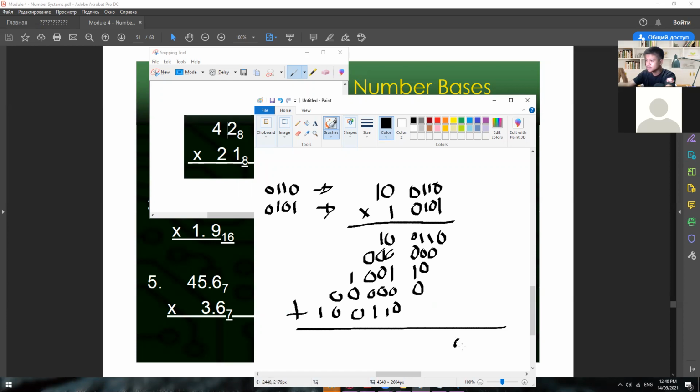Okay, so this one now is super easy. 0, 1, 1, 1, 1 right here. So 1 plus 1 is 10. Bring down 0. 1 plus 1 is 10. Carry 1. Bring down 0. 1 plus 1 is 10. Carry 1. Bring down 0. 1 plus 0 is 1. And then bring down 1.